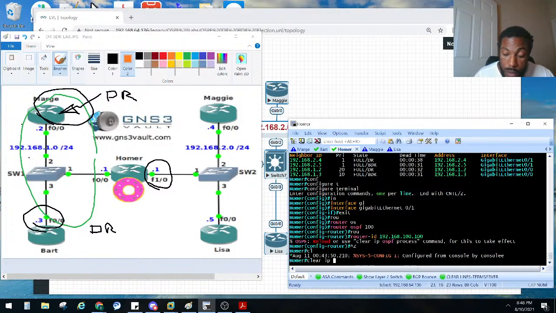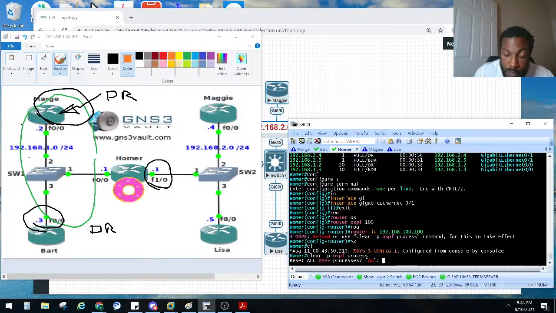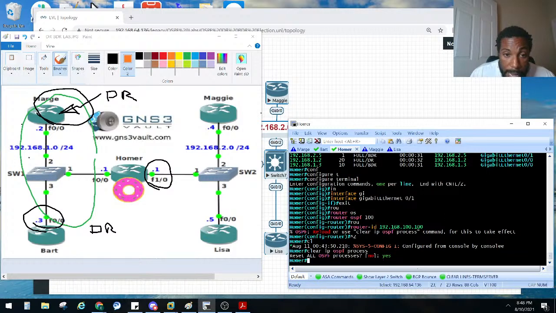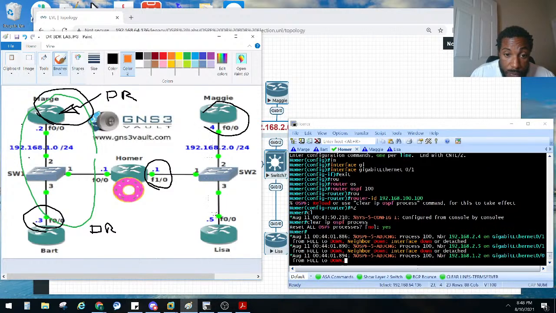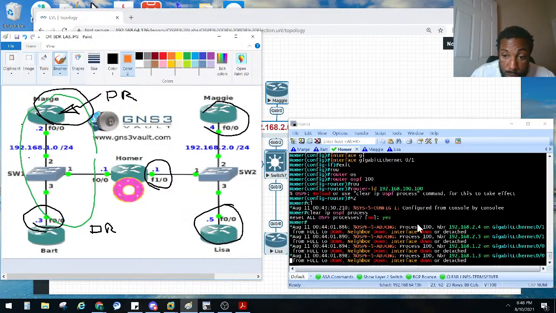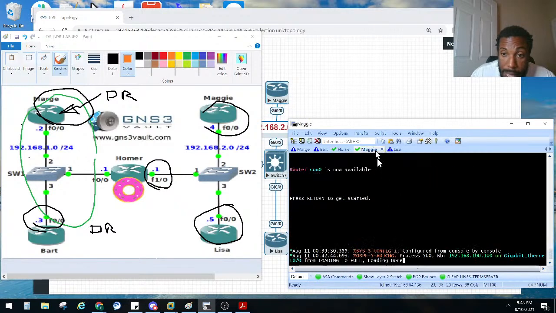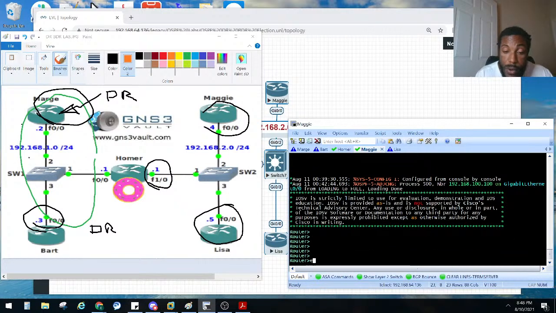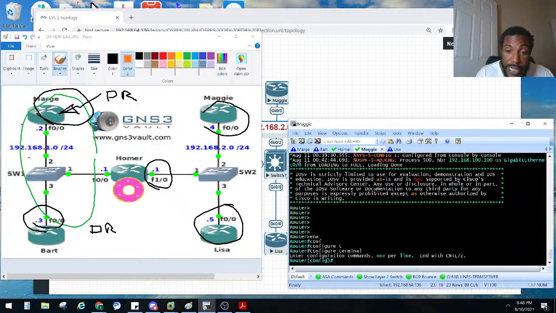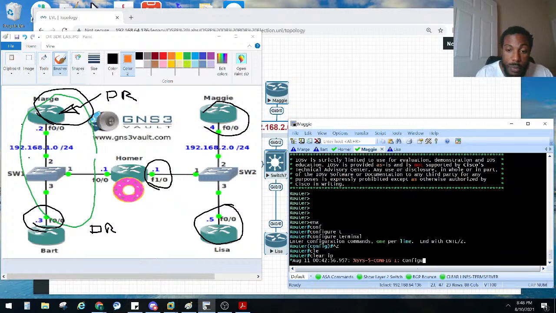Clear IP. Let's go ahead and paste that. Clear IP OSPF process. Yes. And then we need to do the same thing on this right here. So it's going to tear down the relationship and then bring it back up, right? So we'll do the Maggie and Lisa, so that way they all recognize Homer to be the designated router on that network segment, right? So we'll go to global config mode. We say clear IP OSPF process.